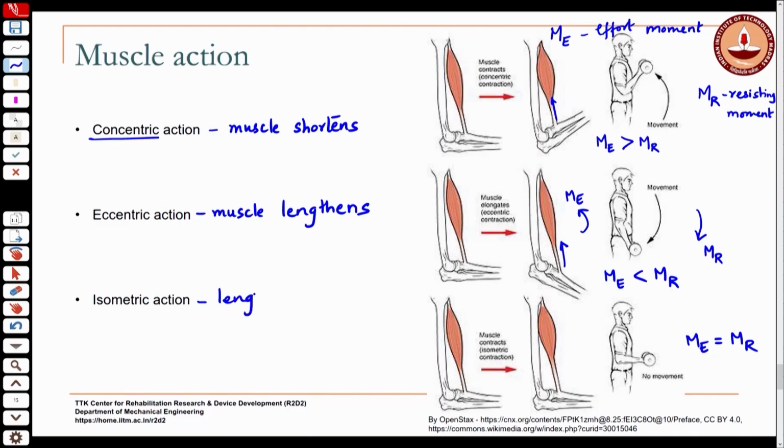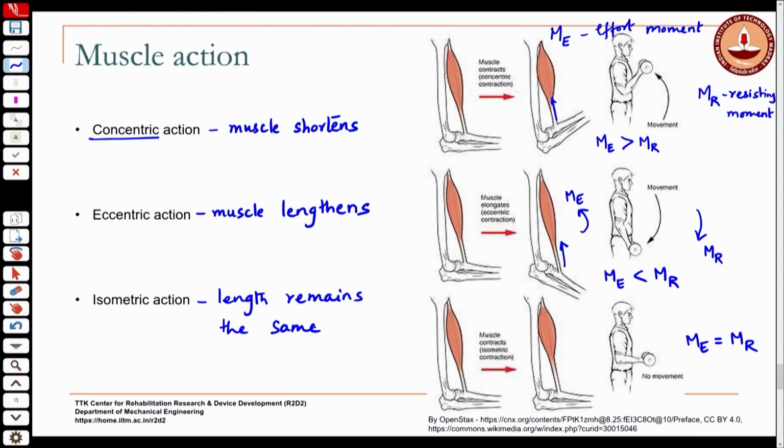So, in the isometric action, the length remains the same. Now, in most cases, in the case of this action itself, I might have the triceps muscle which is at the back.